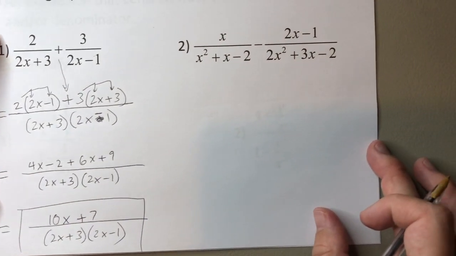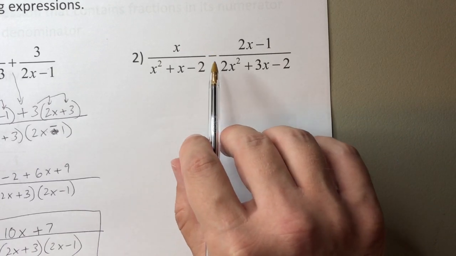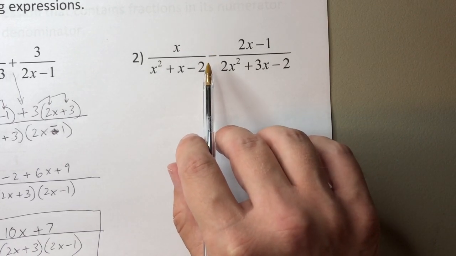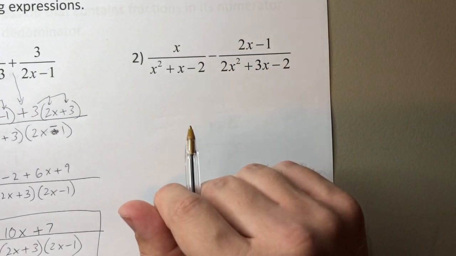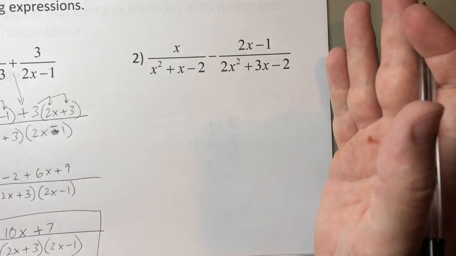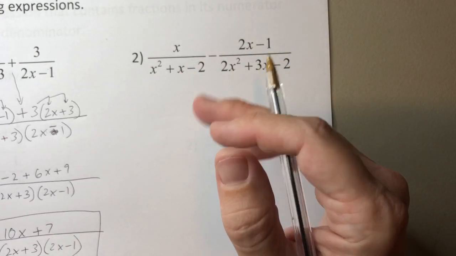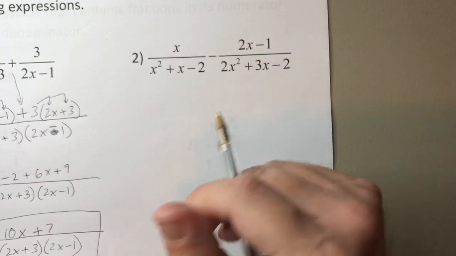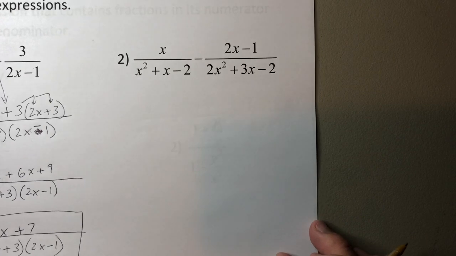Okay, example number 2. Same idea. If you're adding or subtracting rational expressions, you have to come up with the LCD, the least common denominator. Just like if you were to subtract two numerical fractions, without a calculator of course, you would come up with the common denominator and then add the two numerators together over that common denominator. It's the same idea. It's just more challenging because there are variables involved.